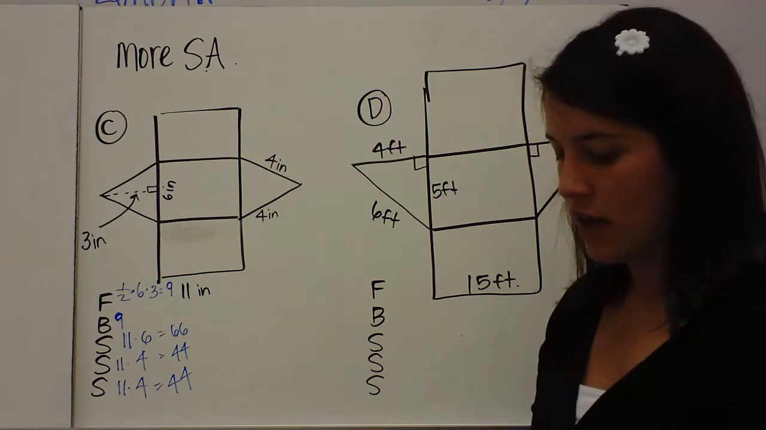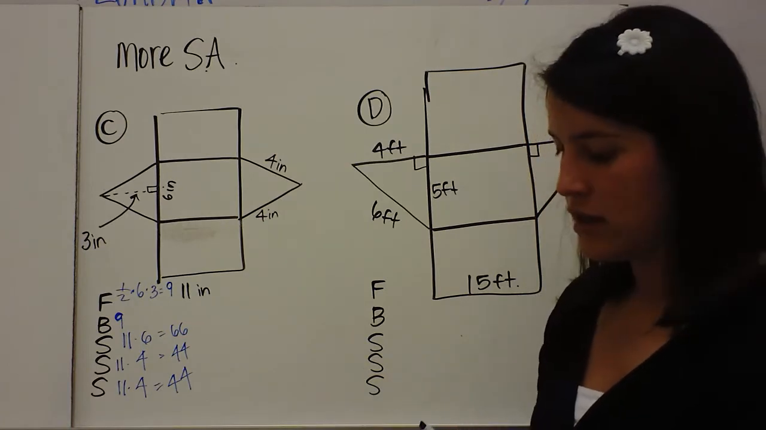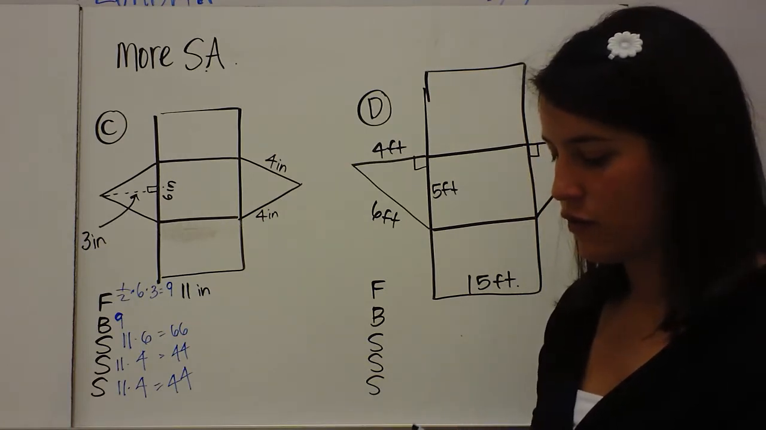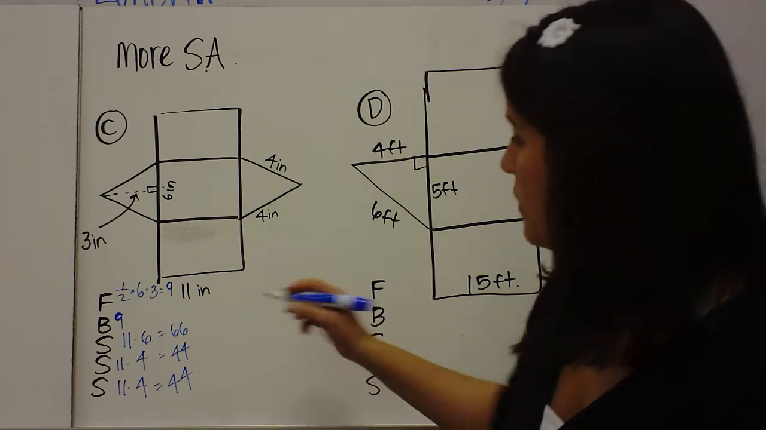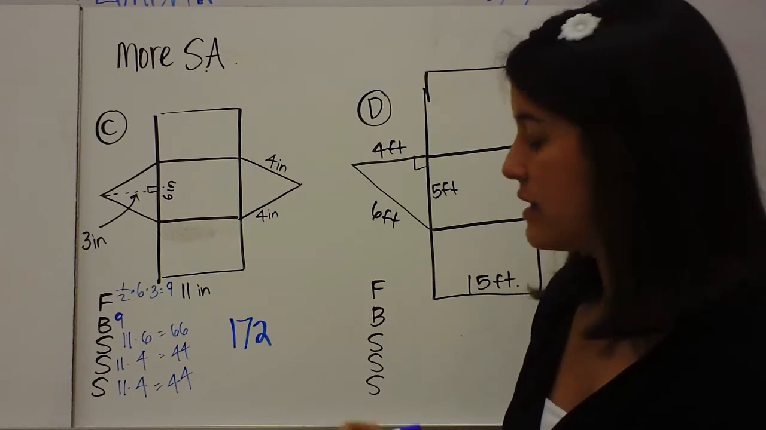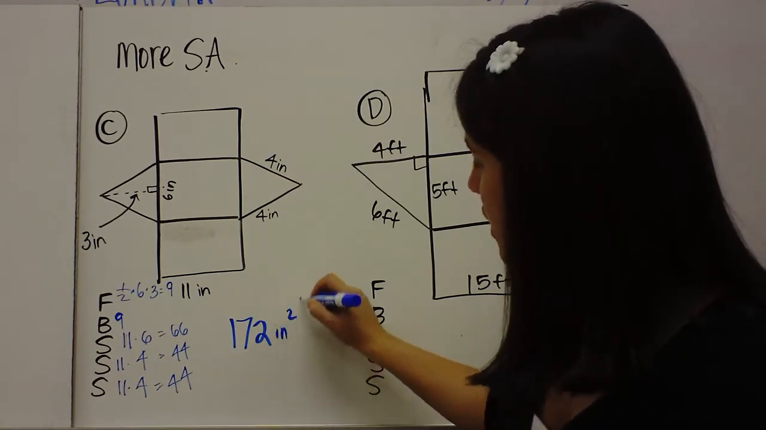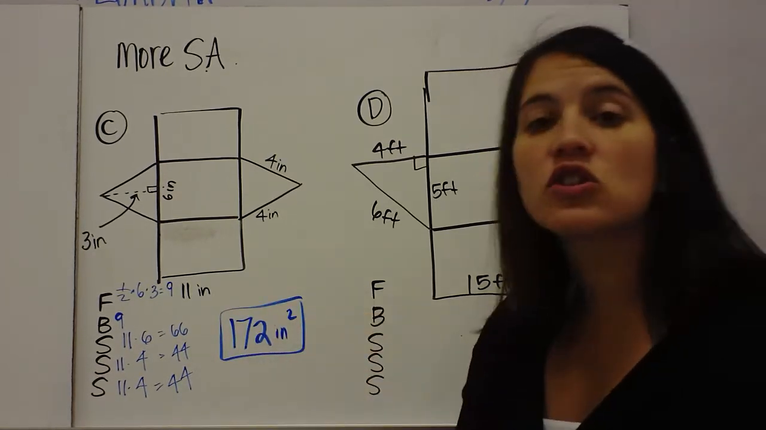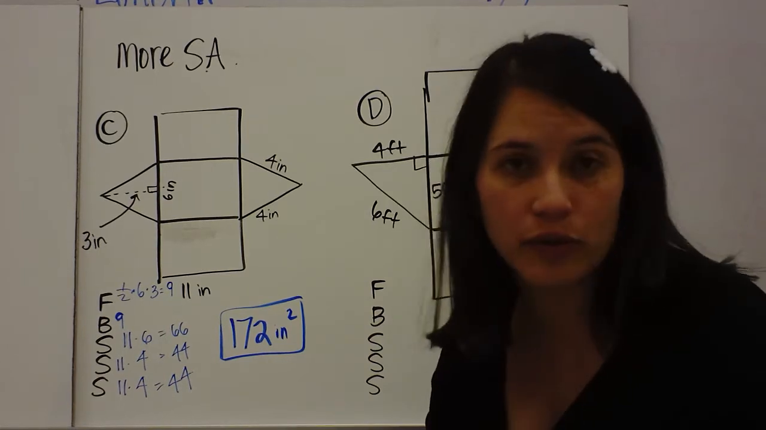So we're going to add all those up. 9 plus 9 plus 66 plus 44 plus 44. And I got 172 inches squared. That is the surface area for that rectangular prism.